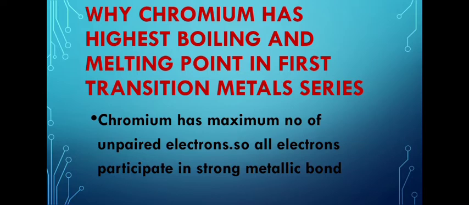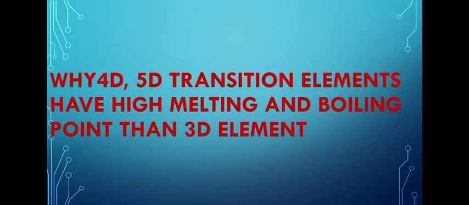Now question is, why chromium has a highest melting point? Yes, tungsten also has a highest melting or boiling point. The simple reason lies in the fact that both tungsten and chromium have maximum number of unpaired electrons. Hence all these electrons, whether they are present in d subshell or in s subshell, they can participate in bond formation. They form strong metallic bonds. Hence chromium, tungsten, etc. have a highest melting point.